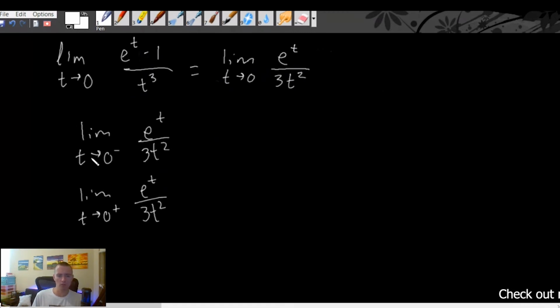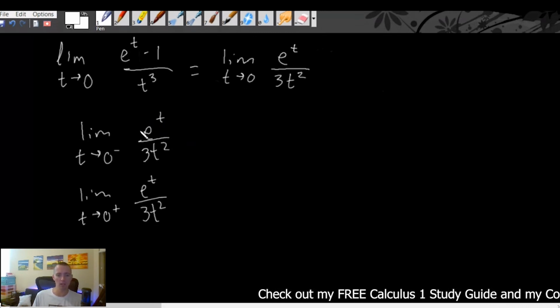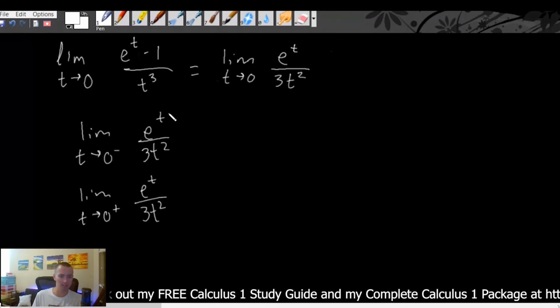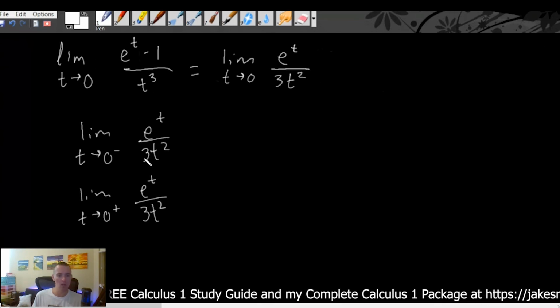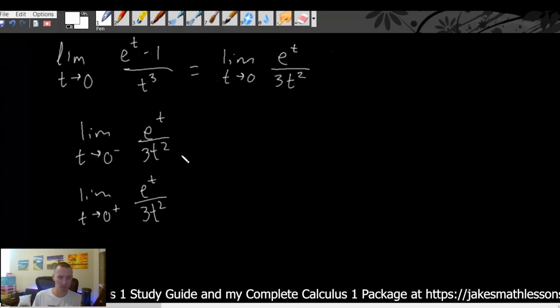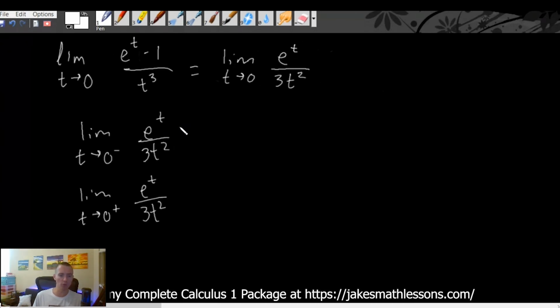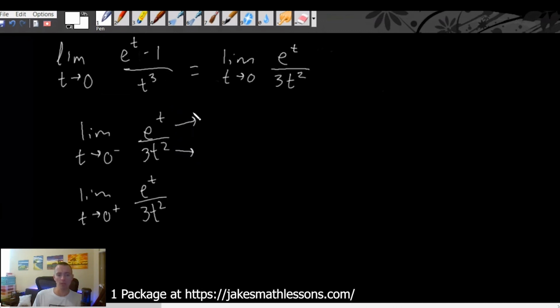So to find each of these one-sided limits, it really does help in this case that the numerator and the denominator of this limit are both continuous functions, right? e to the t by itself is continuous. 3t squared by itself is continuous. So as we think about what the numerator and the denominator of this fraction are going to, we're going to be able to gather some information based on that.